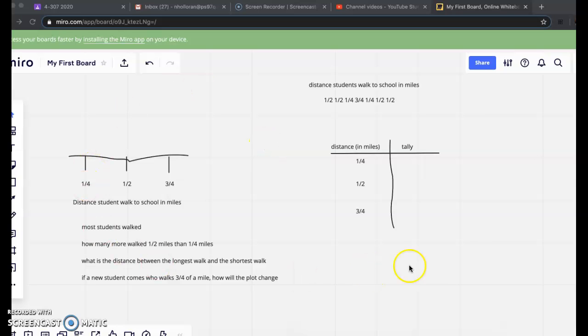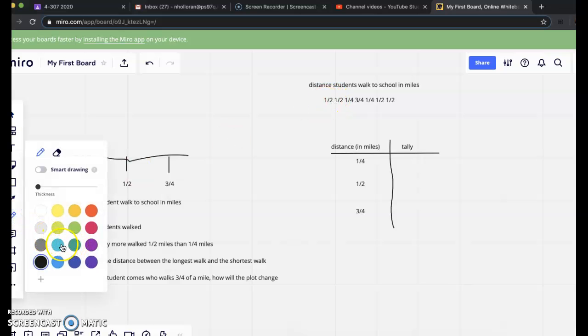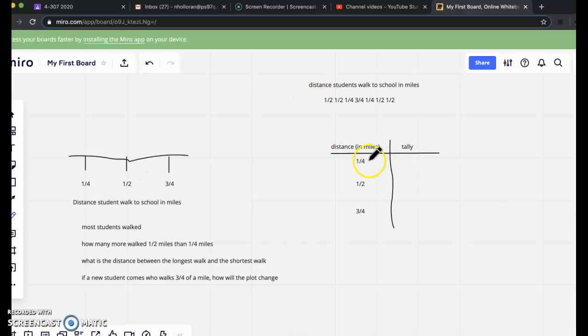Okay, so here we have the second tally problem. Or not tally problem, sorry, line plot problem. So we have these kids who all said that they walk this distance from home to school, and it's in miles. So we have half a mile, we have 1/4, 3/4. To make this easier, let's tally them first. So I'm going to use a different color to tally.